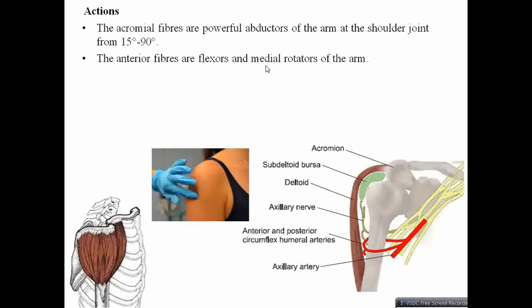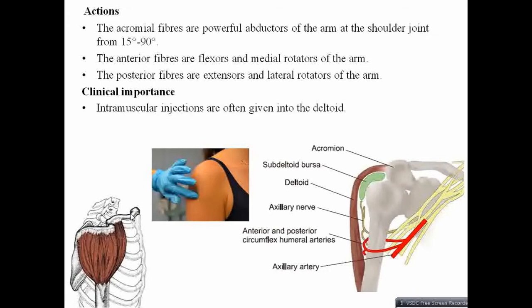Anterior fibers are flexors and medial rotators of the arm. The anterior fibers, which are arising from the clavicle, cause flexion and medial rotation of the shoulder. Posterior fibers, which are arising from the scapular spine, cause extension and lateral rotation of the arm.